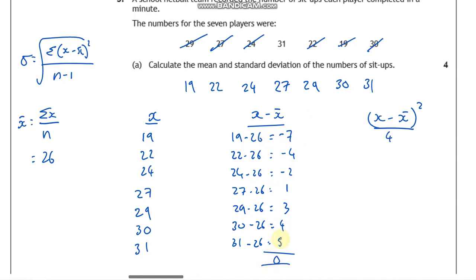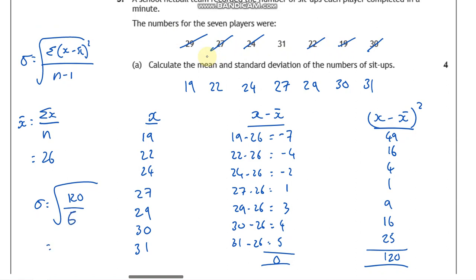Now this column here will always be positive, so don't listen to your calculator if it tells you you've got a negative. It just means you've typed it wrong into your calculator. Okay, and if I add all that up, I should end up with 120, and then just substitute into your formula, where you say it's the square root of 120. Your n is going to be 7. 7 take away 1 is 6. So that's going to come out as 4.47.